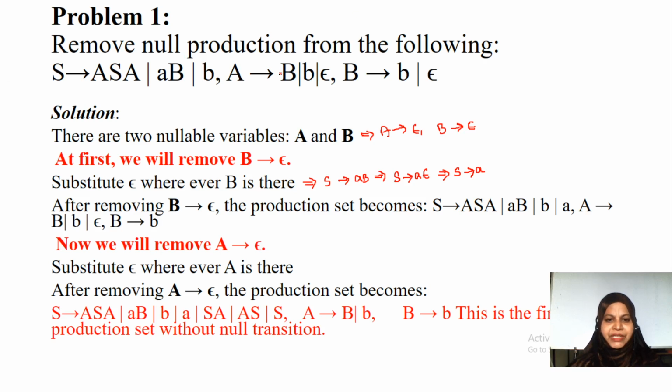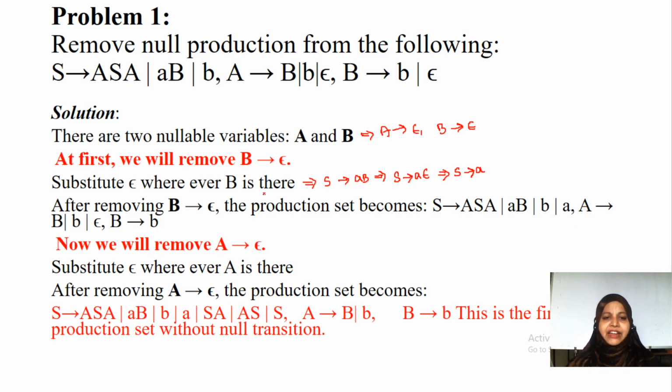Now A tends to B is there. So A tends to B, right? A tends here, B is null, so no need to write this one. B tends to B is there. After substituting B tends to epsilon, what are my productions? S tends to ASA as it is. AB is there, so as it is, we are going to write AB. Then B is there. B.